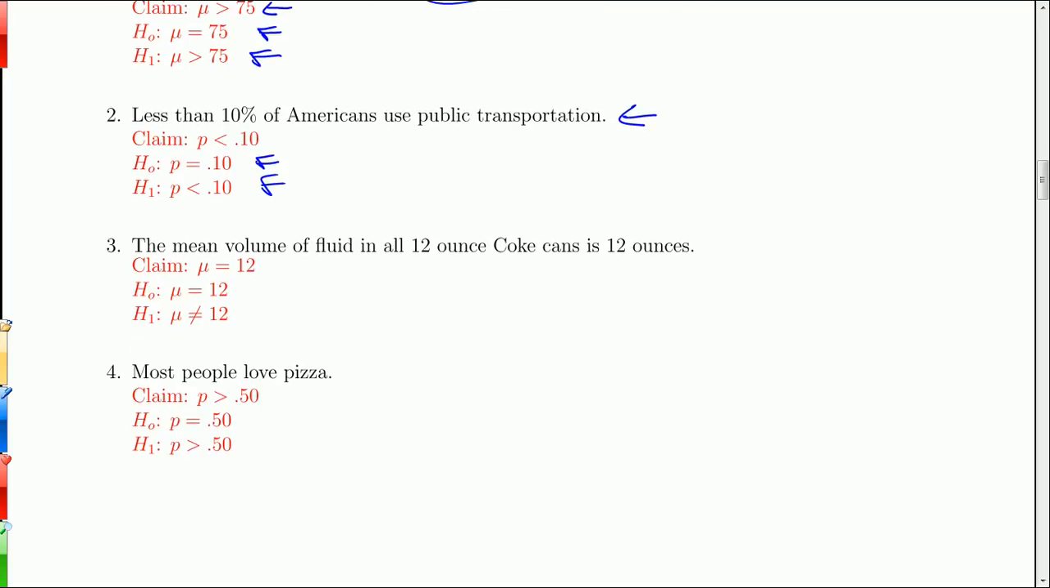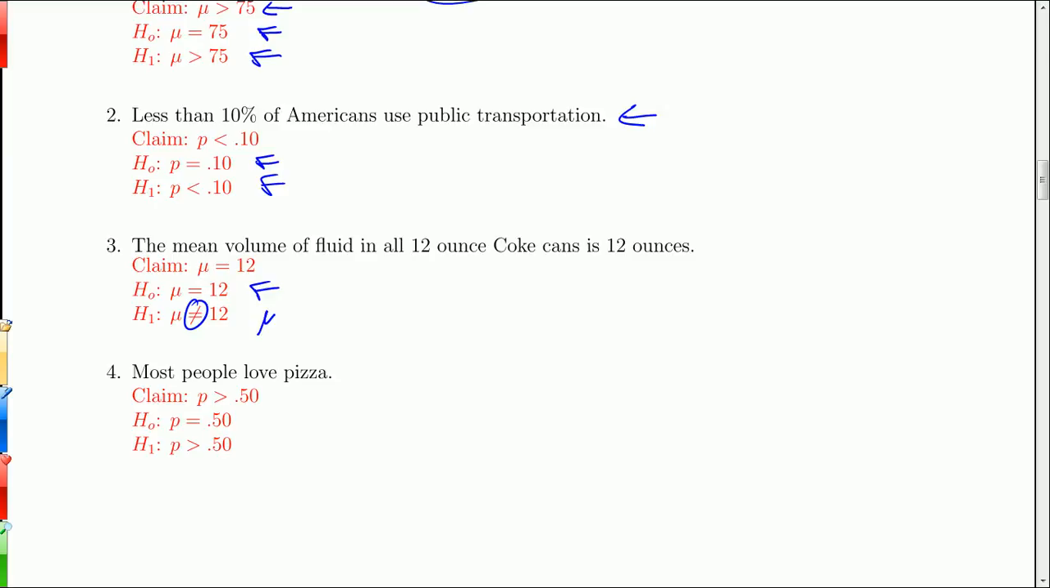The mean volume of fluid in all 12-ounce Coke cans is 12 ounces. So what I'm saying here is the mean volume in all 12-ounce Coke cans is 12. The "is" is replaced by an equal to 12. So there's my claim. My null gets the equal to sign. The alternate would like to take the claim, but it can't because that's the same as the null, so I'm stuck with the not equal to sign, right?